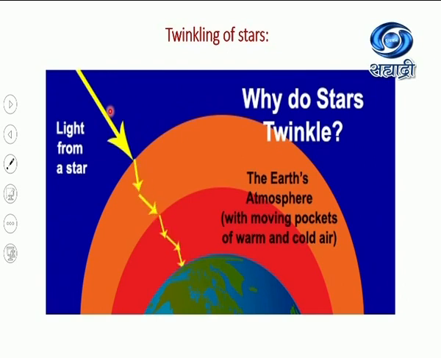But planets do not twinkle. Planets are not self-luminous. They are not point sources as well. They obtain light from stars and reflect it. They are comparatively nearer than stars. So, planets do not twinkle.